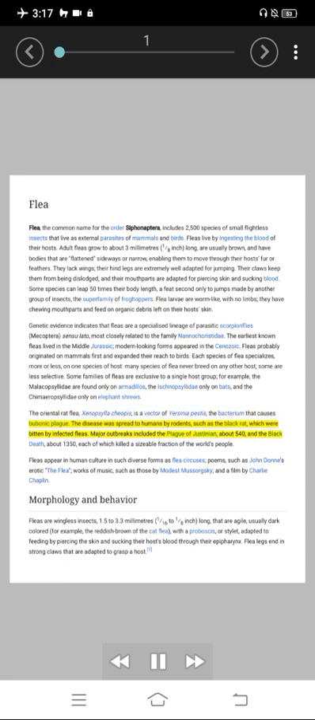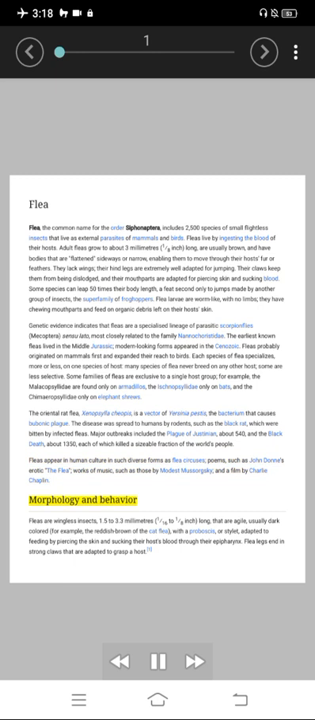The oriental rat flea, Xenopsylla cheopis, is a vector of Yersinia pestis, the bacterium that causes bubonic plague. The disease was spread to humans by rodents, such as the black rat, which were bitten by infected fleas. Major outbreaks included the Plague of Justinian, about 540, and the Black Death, about 1350, each of which killed a sizable fraction of the world's people. Fleas appear in human culture in such diverse forms as flea circuses, poems such as John Donne's erotic The Flea, works of music such as those by Modest Mussorgsky, and a film by Charlie Chaplin.